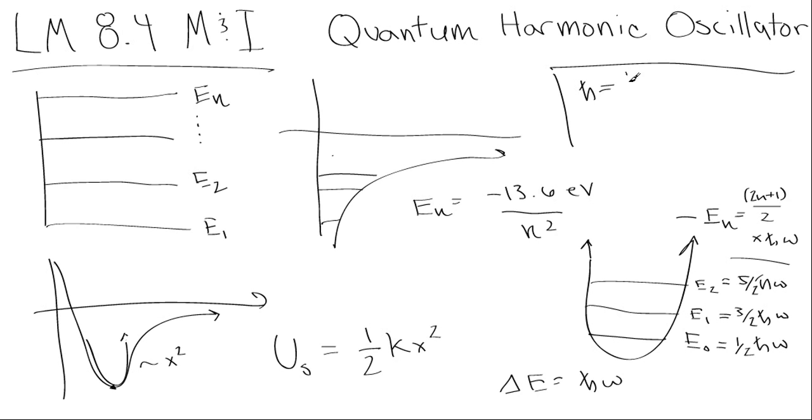So h bar is equal to h, which is Planck's constant, divided by 2 pi, and it has the numerical value of approximately 1.05 times 10 to the minus 34, and units of joules times seconds. So clearly joules times seconds times frequency, which is 1/seconds, gives joules, which is units of energy.